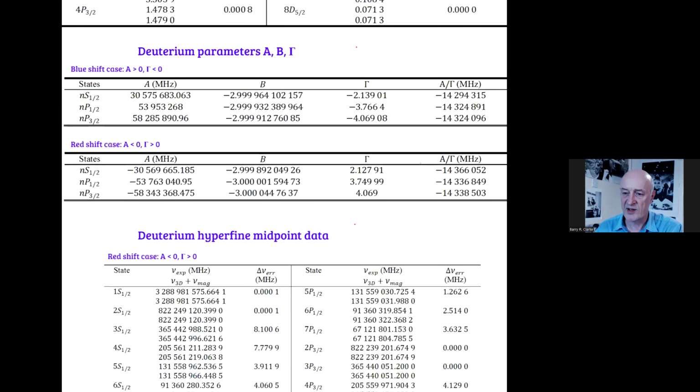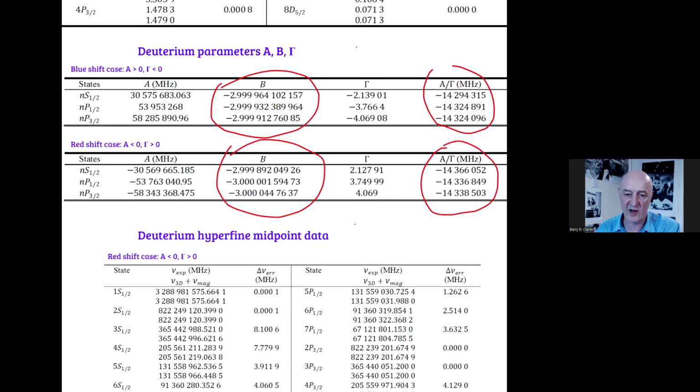Now, this model also applies to deuterium. The same investigation into these parameter values has been carried out for deuterium. And what we find is B is again -3. Now, B is the parameter in the magnetic potential, and with a -3 power, that appears to suggest a dipole-dipole interaction. The other thing to point out is the value of A over gamma, which across the blue and red shift case and the spectroscopic series, they appear to be heading for the same value.